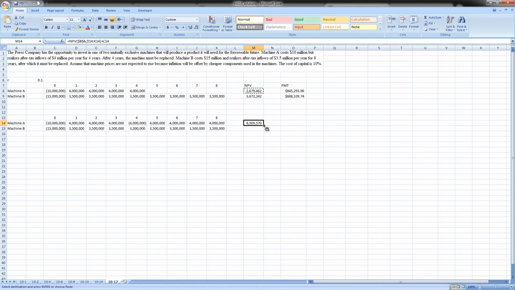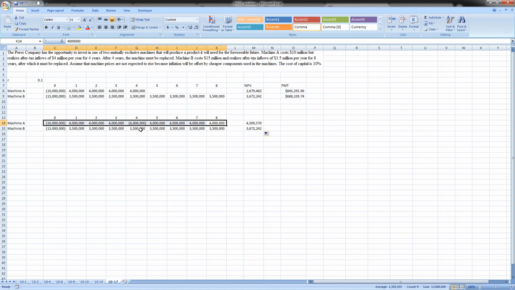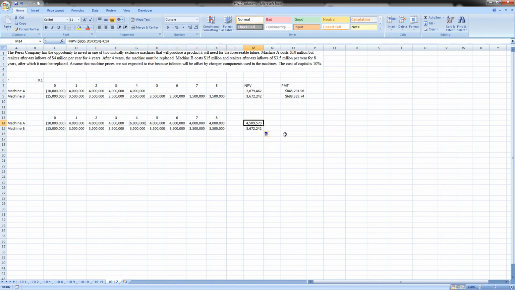We'll copy our formula down, and we see that when we do the replacement machines approach, the NPV of A is approximately 4.5 million, and again, we already know the NPV for B. It's the same as up here at 3.67 million. So we would obviously prefer machine A over machine B.